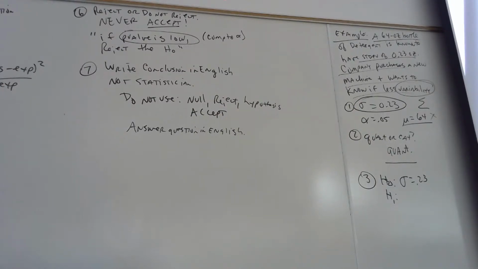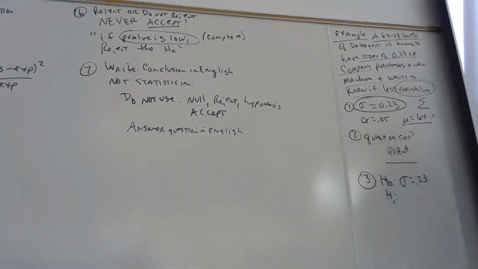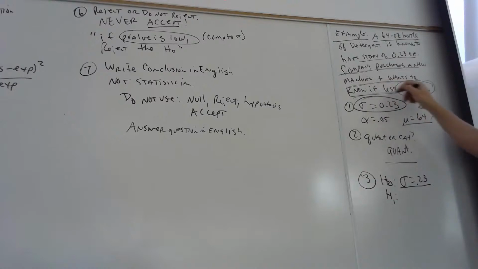So what's the statement, Porter, that we are trying to prove? Whether 64 ounce detergent is known to have a standard deviation of 0.23. Well, that's the null hypothesis. What is the company trying to prove? What the variability is in the bottle. There's less variability, okay? So it's supposed to be 0.23 because that's what the old machine did, right? We're calling the old machine the population, okay?